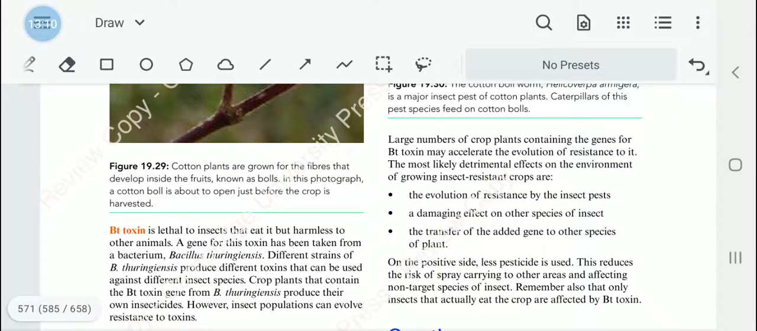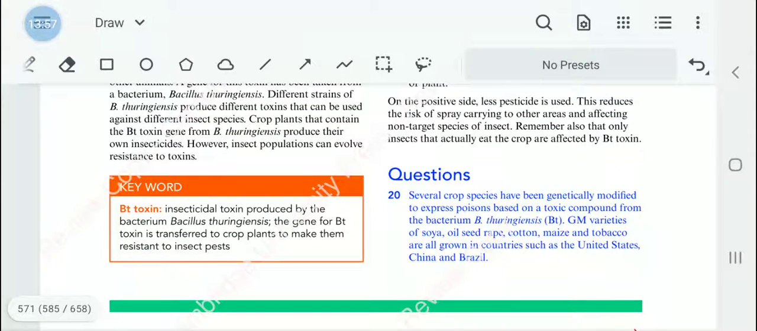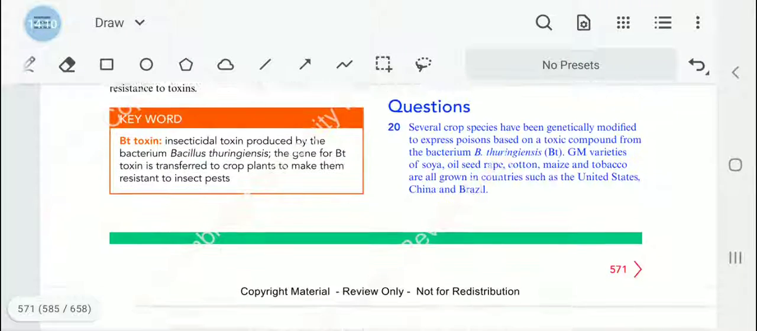Again, there are concerns including the evolution of resistance by the insect pests, a damaging effect on other species of insect, and the transfer of the gene to other species of plant. However, there is a positive aspect as well, that is the requirement of using fewer pesticides, which would have killed off non-target species of insect as well.